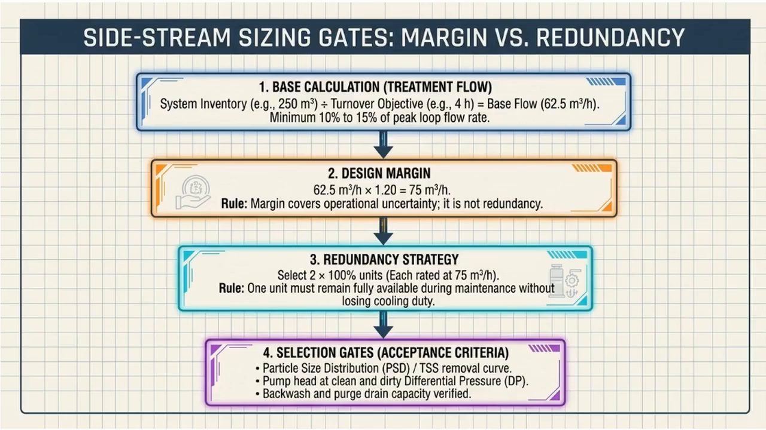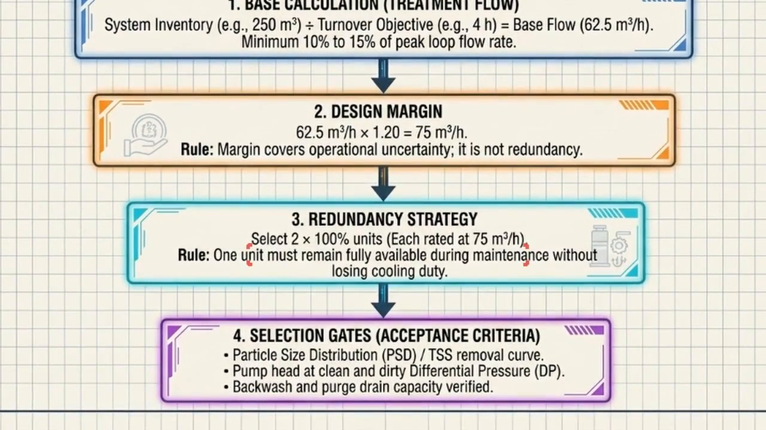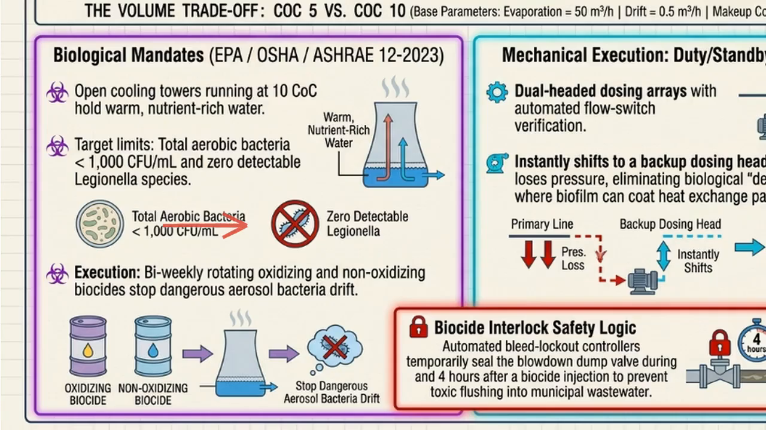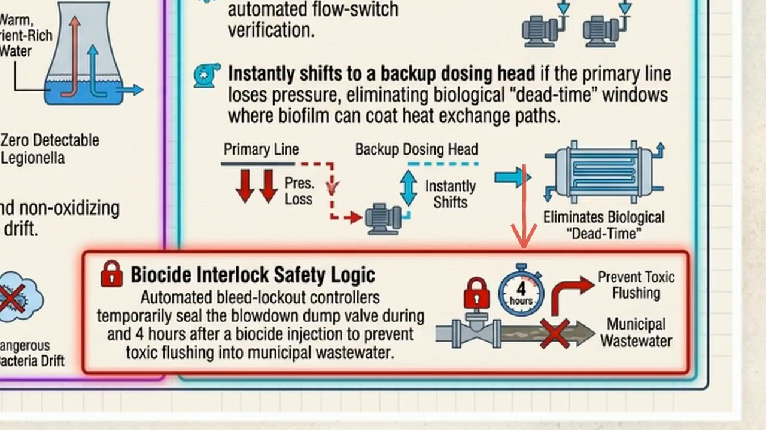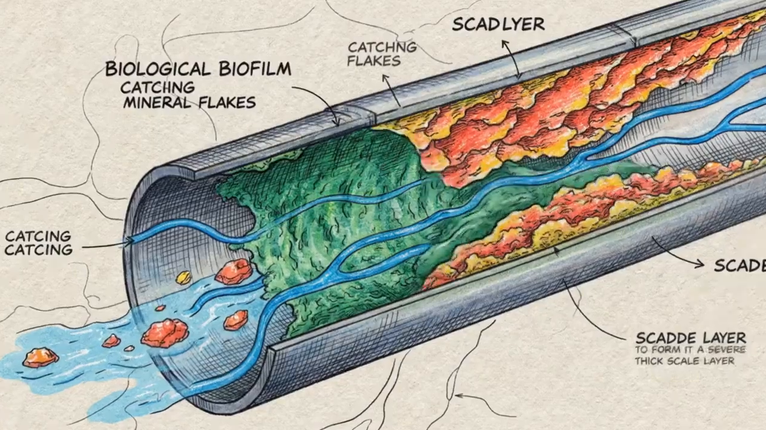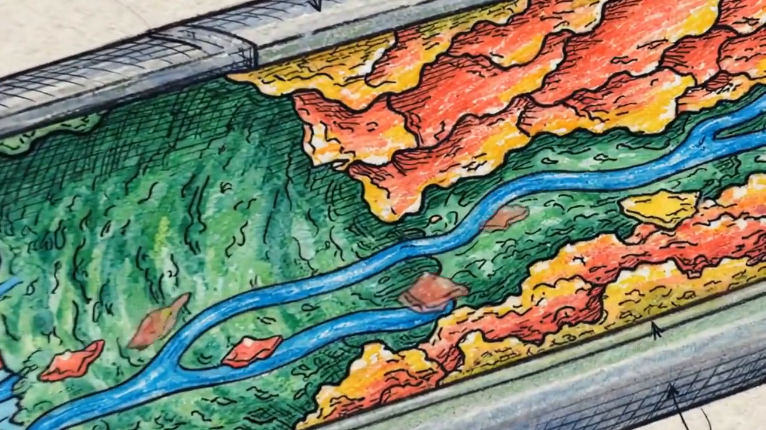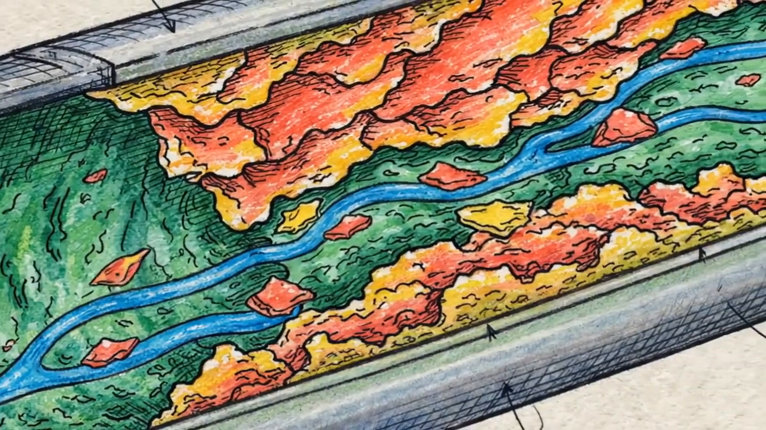This cascading logic dictates side stream loop sizing. While a 20% design margin covers operational uncertainty, true redundancy requires 2 completely independent units, each rated for 100% flow. Warm water at 10 CoC breeds Legionella. To prevent fouling, dual-headed dosing skids instantly shift to a backup if pressure drops, eliminating biological dead time. During biocide injection, a safety interlock seals the blowdown valve for 4 hours, preventing toxic flushes into municipal systems. Without redundant mechanical filtration and automated pathogen lockouts, the delicate chemical balance of a high CoC environment will collapse, leading to biological fouling and severe scaling.